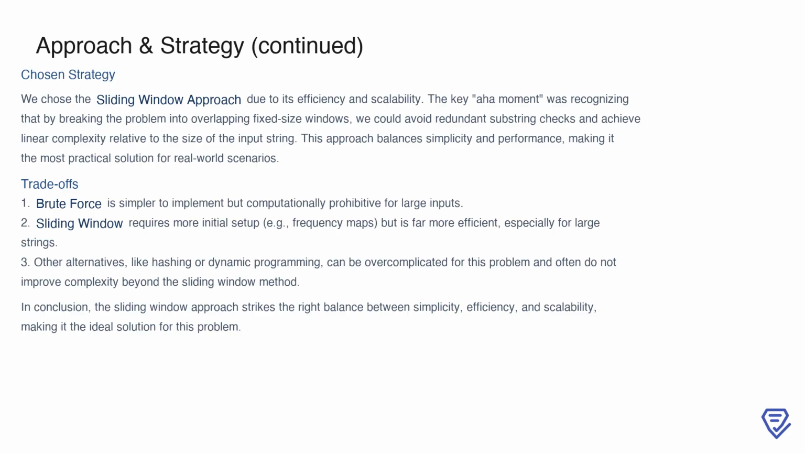Comparing trade-offs, the brute force approach, while simple to implement, is computationally expensive and impractical for larger datasets. The sliding window approach, on the other hand, requires some initial setup like frequency maps, but it is far more efficient and scalable. Alternatives like hashing or dynamic programming might seem appealing but often introduce unnecessary complexity without significantly improving the runtime beyond what the sliding window approach achieves. Therefore, for this problem, the sliding window method offers the best balance of simplicity, performance, and scalability, making it the ideal solution to use in real-world applications.